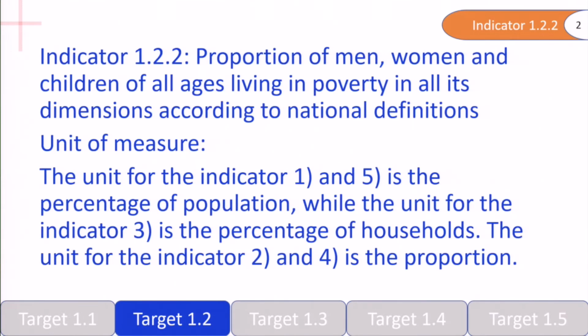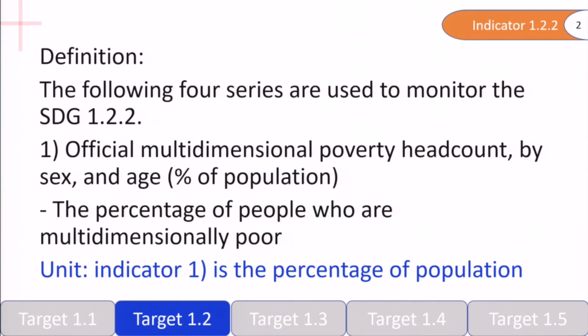Next, coming to indicator 1.2.2, it is the proportion of men, women and children of all ages living in poverty in all its dimensions according to the national definition. The unit of measure keeps varying depending upon the equation that we are using. For series 1 and 5, it is the percentage of population, while for series 3 it is the percentage of households, and for 2 and 4 it is the proportion.